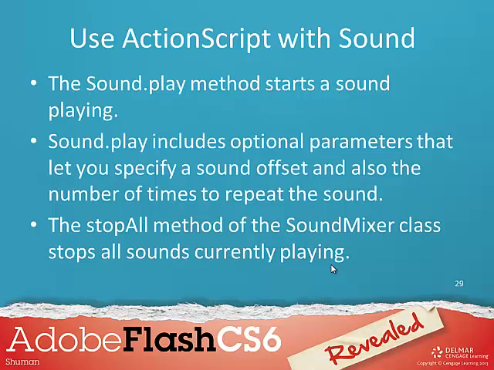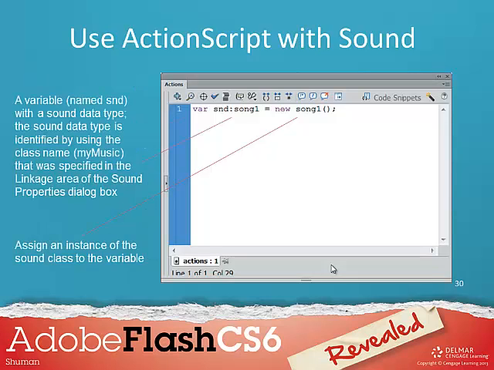The stopAll method of the SoundMixer class stops all sounds currently playing. Here you have a variable named snd with a Sound data type. The Sound data type is identified by using the class name MyMusic that was specified in the linkage area of the sound properties dialog box. You can assign an instance of the Sound class to the variable.